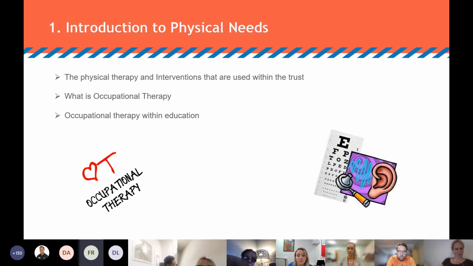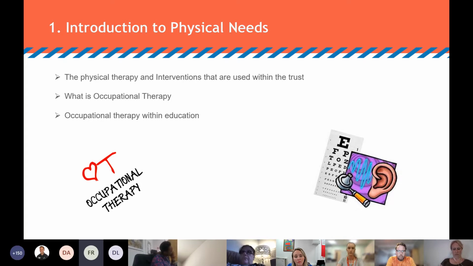So within the introduction to physical needs, you're going to have the overview of occupational therapy and physiotherapy. What does that mean to our learners across all ages, and how could their physical needs affect them in school, but also in their everyday life? It's all about being in the classroom, in the playground, the barriers to their learning and their physical mobility in and around the building, and how we can address this.